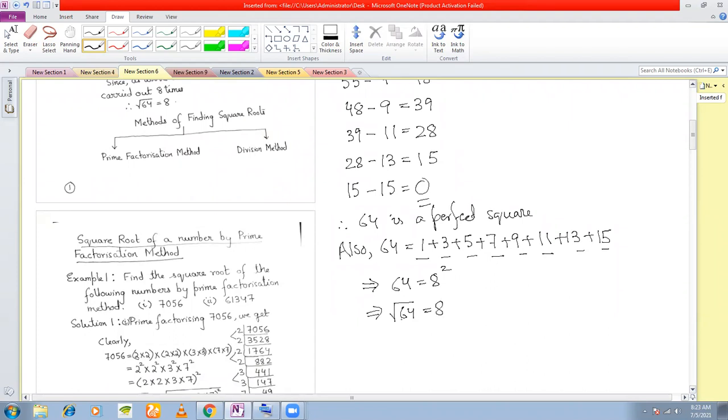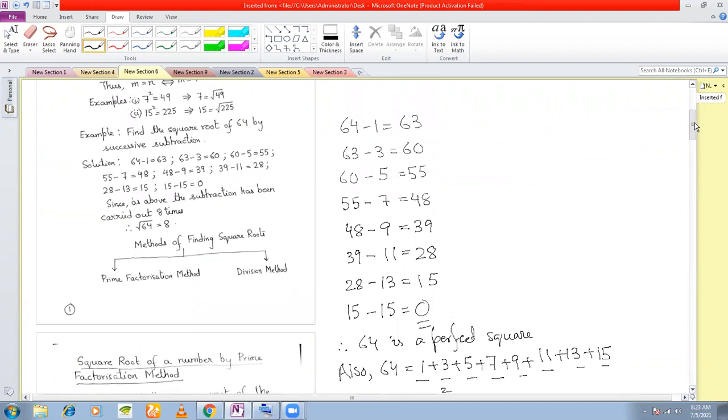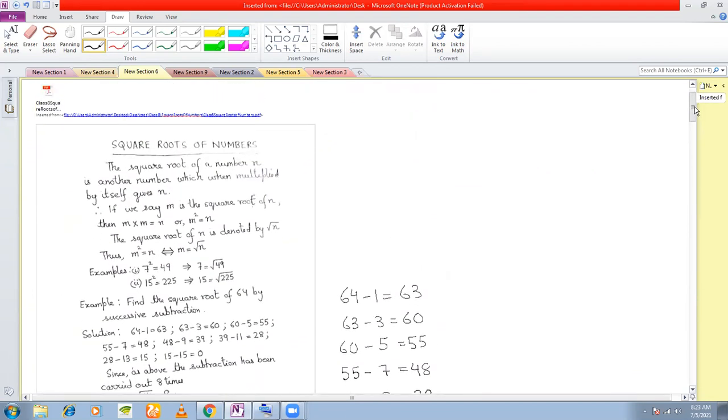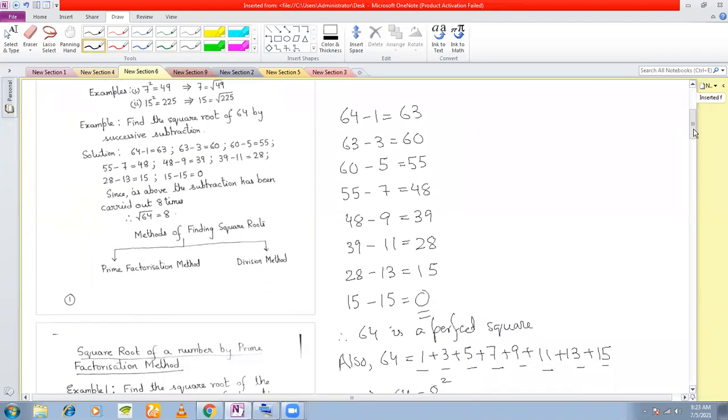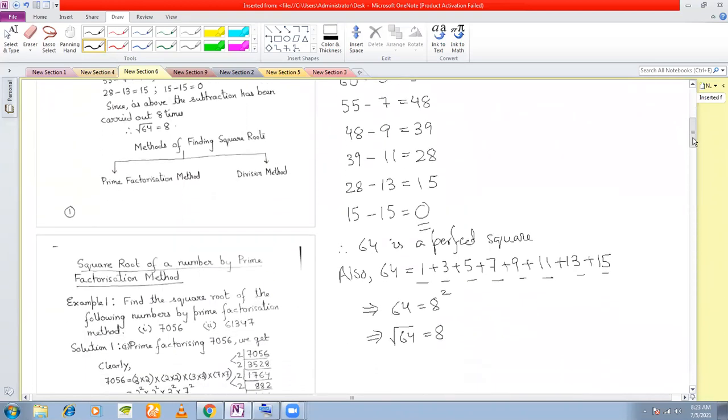Sir, please do the square root of 225 in this manner. Yes, sir. It will be very long. Why, have you tried or what? You have tried 225. Yes, sir. Try 225 on your own and show me. If there is a mistake, I will tell you.